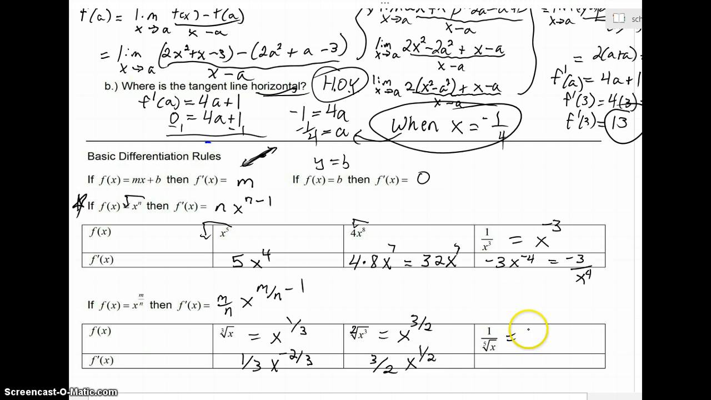Look at this, 1 over the 5th root of x. Hopefully we all agree this is really x to the negative 1/5. Take negative 1/5, bring it out in front. Now subtract 5/5 from negative 1/5. You'll have negative 6/5. These shortcuts are fantastic. They're going to save you plenty of time and effort because you won't have to use the limit definition.